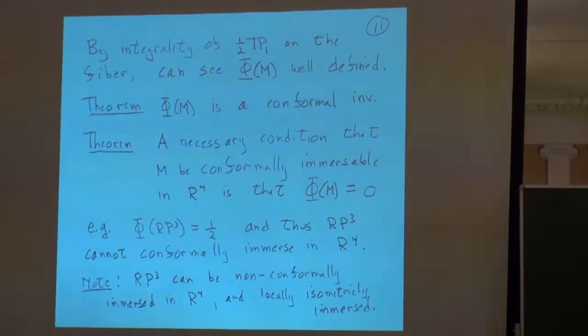And it turns out, here's a funny thing. A necessary condition that a manifold be conformally immersible in R4 is that this invariant is 0. Remember, it's a mod Z invariant, but that it's 0. That's a nice result, because if you look, for example, at the three-dimensional real projective space RP3, phi of it is a half, and thus you can't conformally immerse it in R4. But that's not so obvious, because pieces of it are isometrically immersible in R4, and the whole thing is immersible in R4, but not conformally. So you can't conformally immerse this.